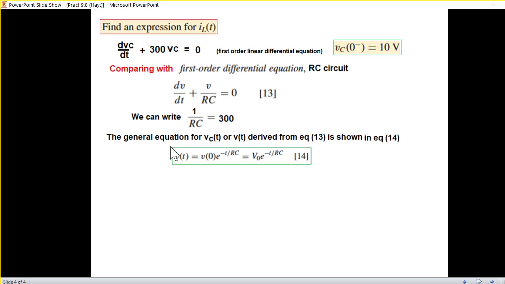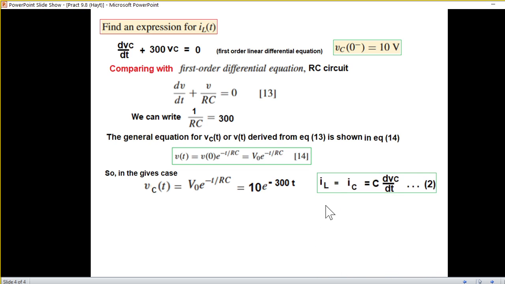Okay. And the general solution from this, we can find the equation for v(t) given in the book as equation 14. It is this term, v(t) or vC(t) is V0, that is the initial voltage, e raised to the power minus t over RC. So in our case, V0 is 10 volts, so we write 10 volts. 1 over RC is 300, so it will be e raised to the power minus 300t. This will be our vC(t).